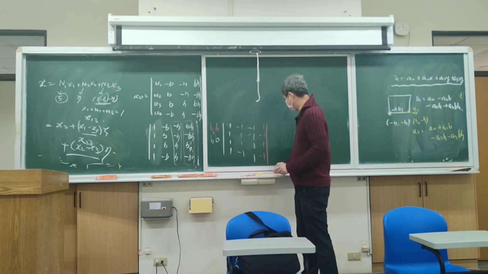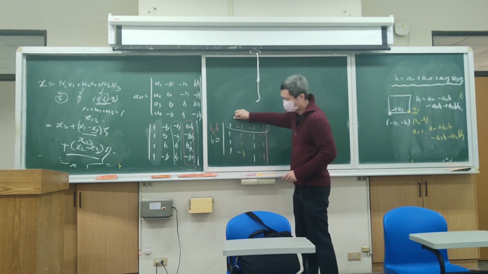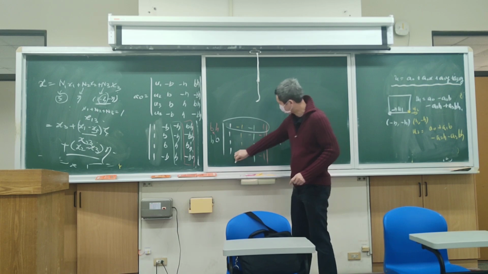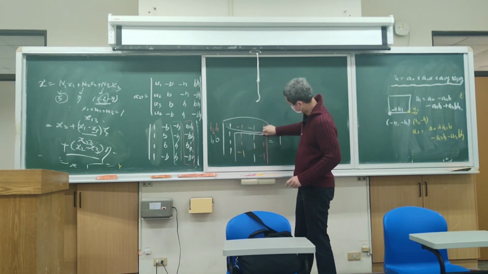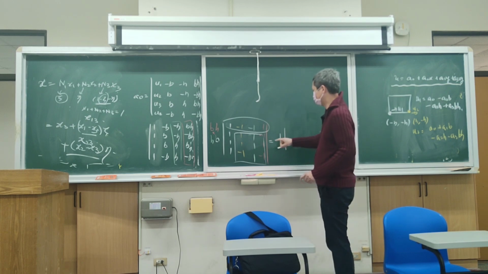To solve this determinant, you need to take one row times the cofactor. What is the cofactor here? So it's a little bit troublesome. Okay, it's 1, 1, minus 1, minus 1, 1, 1, minus 1, 1, minus 1.